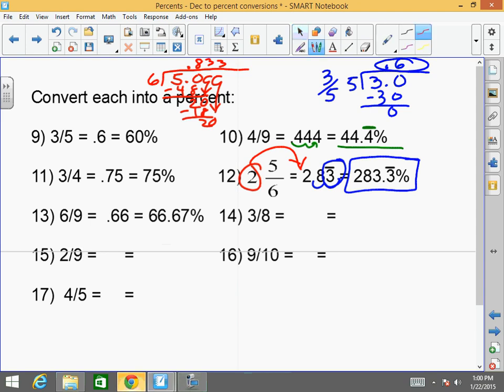Since you can round 6 up, right? So it's 666. You can go ahead and say 66.67%. You could write 66.6 repeating percent, but that's not very popular. Because if we were to round this, we could round that 0.666 to 0.67. Okay?